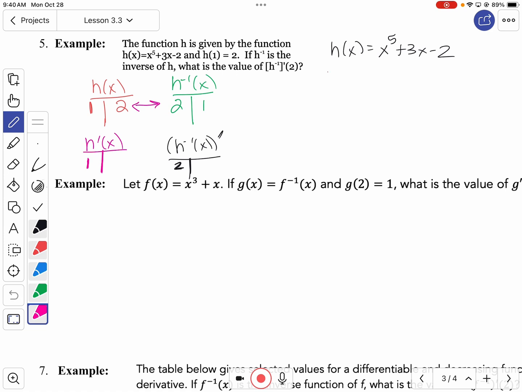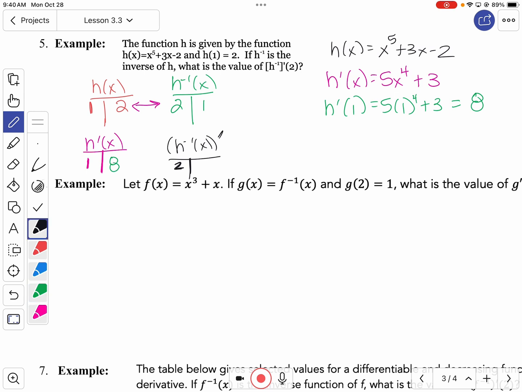Okay, well, if I have h, can I actually find a function for h prime? Sure, let's do it. Okay, so h prime is going to equal 5x to the fourth plus 3. The x value I'm using is 1. So that gives me 5 times 1 to the fourth plus 3, or what would that be? 8. Okay. So if the derivative at 1 is 8, what's going to be the derivative of the inverse at 2? 1 over 8. It's the reciprocal. Okay. Once you get to the derivatives, they are reciprocals. And that's what I'm looking for.